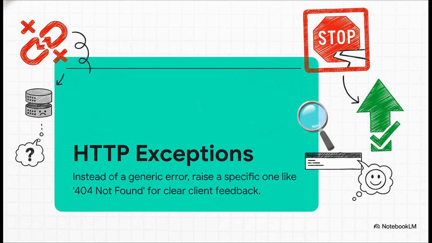You've got to give clear, helpful feedback. FastAPI makes it incredibly simple to raise standard HTTP exceptions. If the item's not found, you just raise a 404 not found error. This is an absolute lifesaver for anyone who's actually using your API.